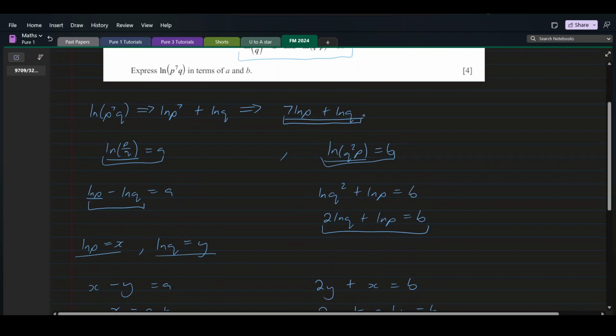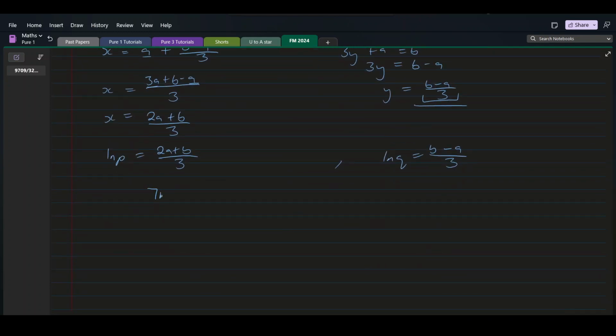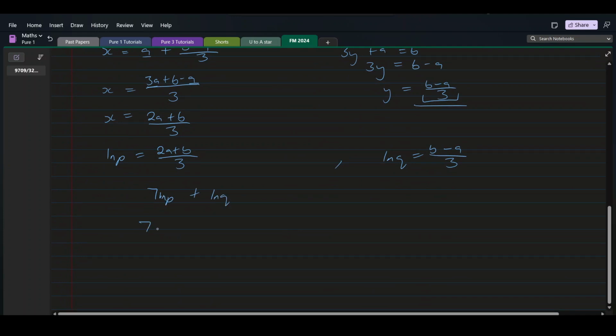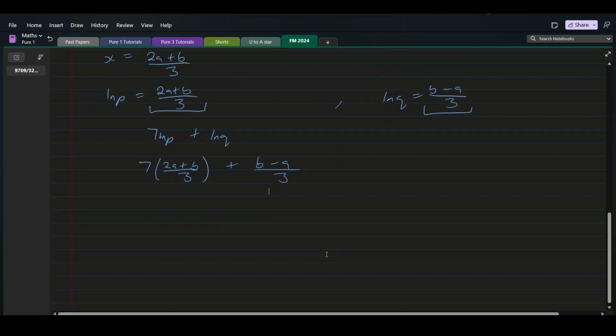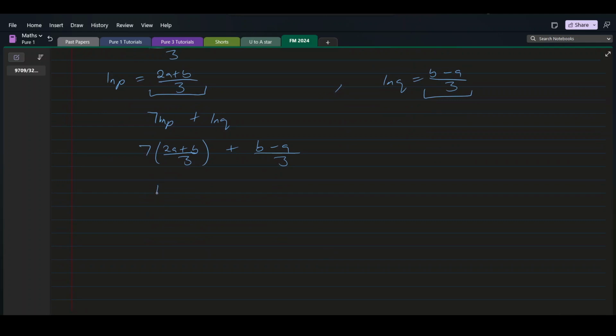So this is our expression, 7 ln p plus ln q. That becomes 7 times ln p, and ln p is (2a plus b) over 3, plus ln q, and ln q is (b minus a) over 3. And let's simplify this. This becomes (14a plus 7b) over 3 plus (b minus a) over 3.